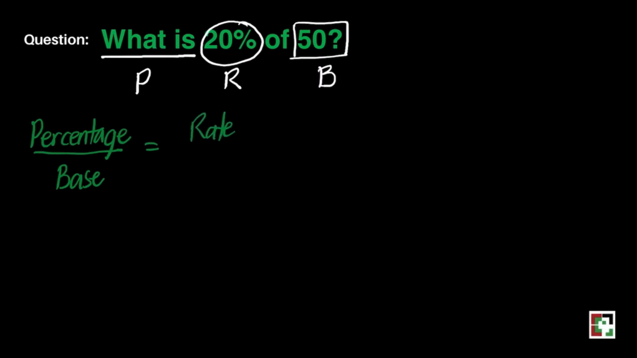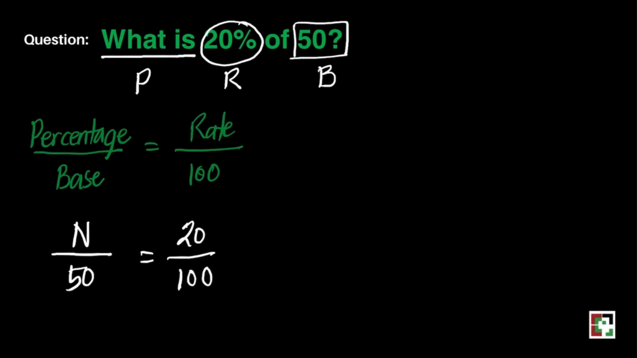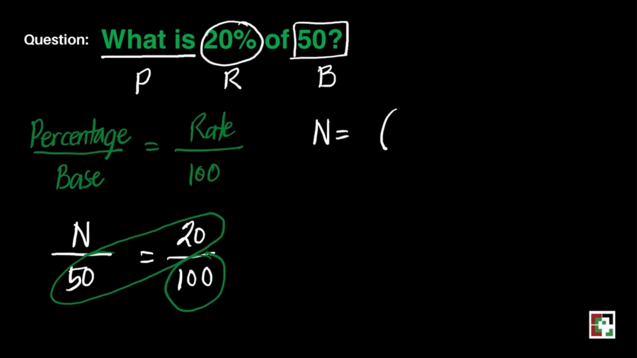Percentage over base is equal to rate over 100, where 100 is a constant number. All we need to do is to substitute. That's n over 50 is equal to 20 over 100. How to find n? We'll just do cross multiplication. That's going to be 50 times 20 divided by 100.